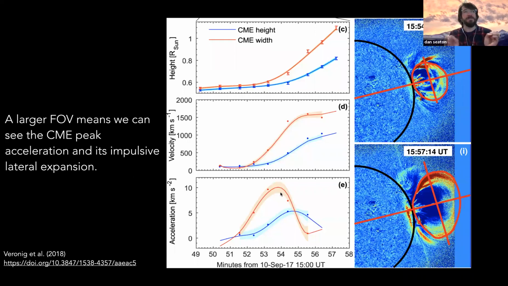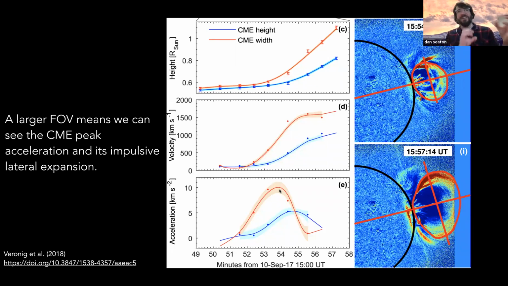This is facilitated by SUVI's field of view. SDO doesn't actually go out far enough to track the full growth of this eruption. And that's what triggered this shock. And this shock turns out to be really important because this event generated a very strong SEP event that was felt basically everywhere in the heliosphere.